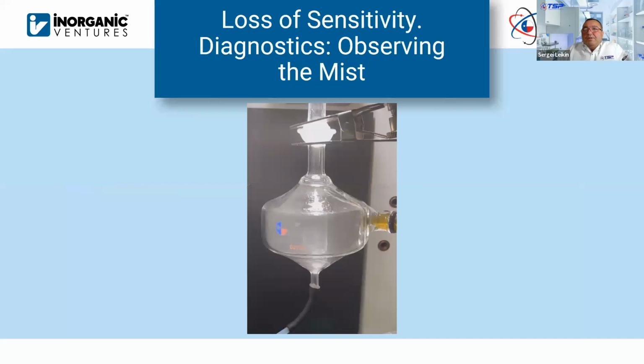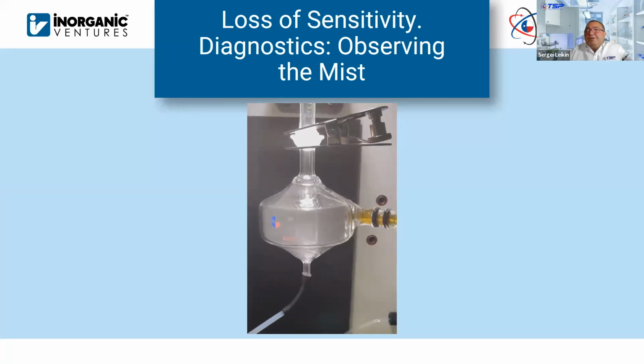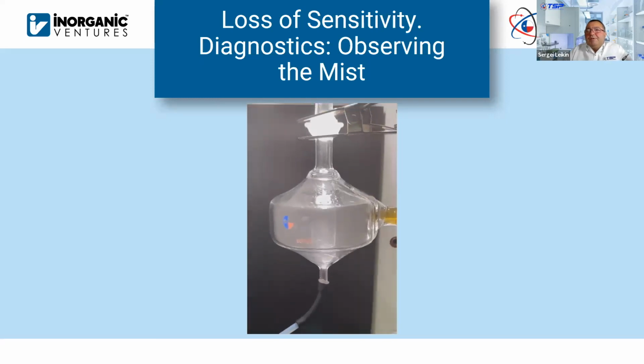So another very brief and quick way to look at your sensitivity loss is to simply look at the mist in your spray chamber. You see here on the picture, it's better seen when you have a piece of black paper behind, or attached to, the panel of your instrument. So you see the mist here. It's a brief video clip that shows it.